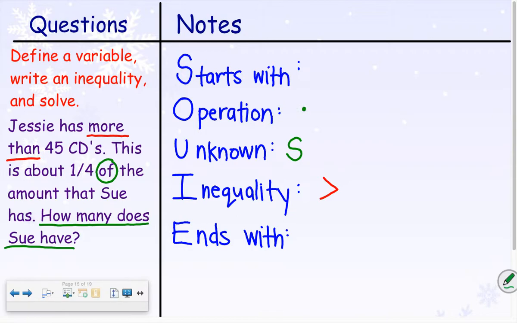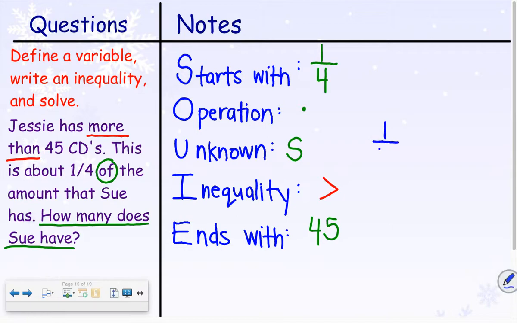All right, and then what we've got left is our 45 and 1/4. Now, when you're trying to figure out what number should go where, we know it's 1/4 of, so we're doing 1/4 times something. So let's have the 1/4 be right next to our multiplication symbol. So 1/4 of, so 1/4 times, so then 45 will go down here. Now we can write from top to bottom our inequality.